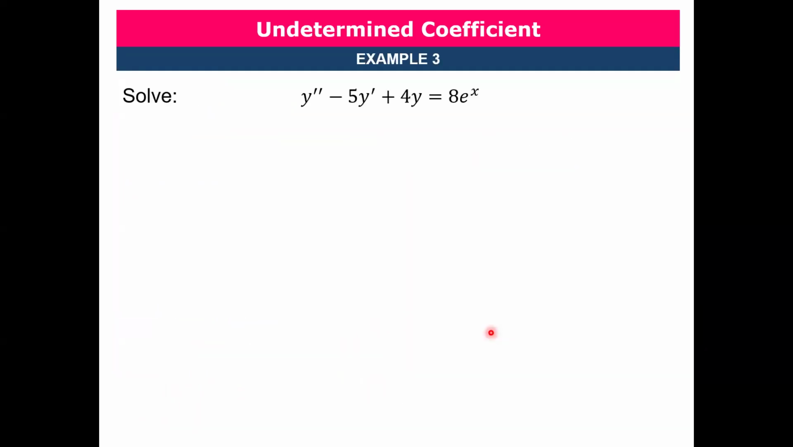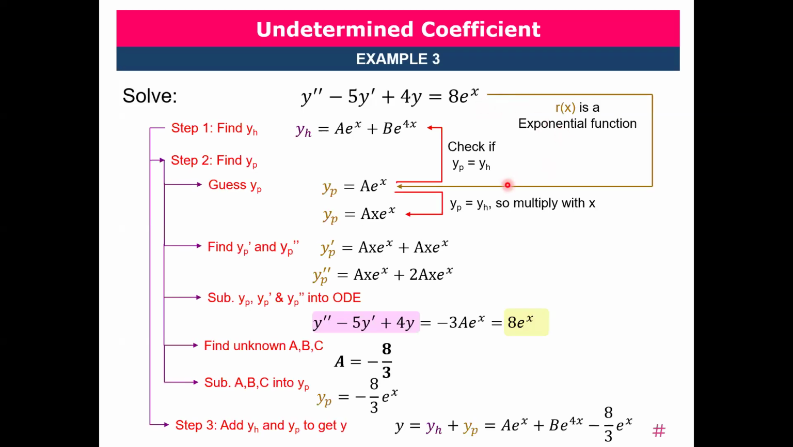All right. Let's go through another example, which is y double prime minus 5y prime plus 4y equals 8 exponent x. For this case, our right-hand side is an exponential function. First step, find YH. So this is the YH I give you here, so you don't have to do it. And so the second thing to do is find YP.